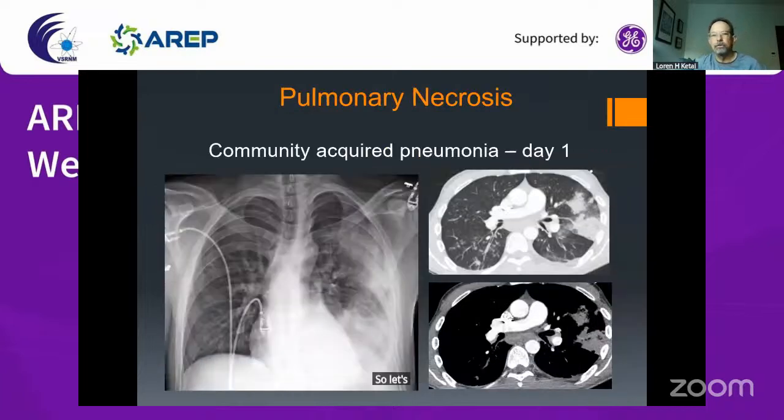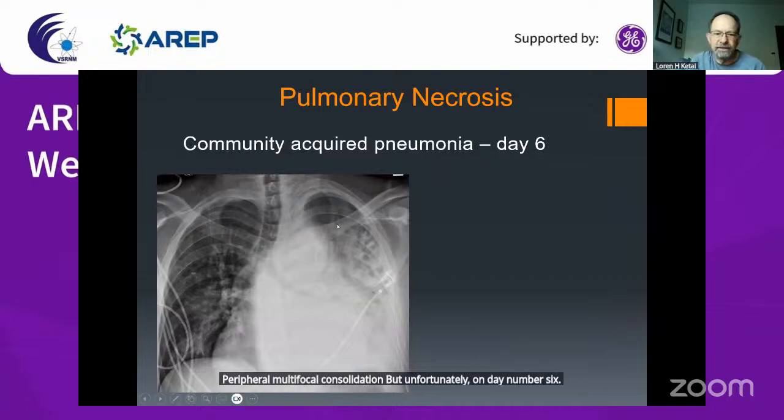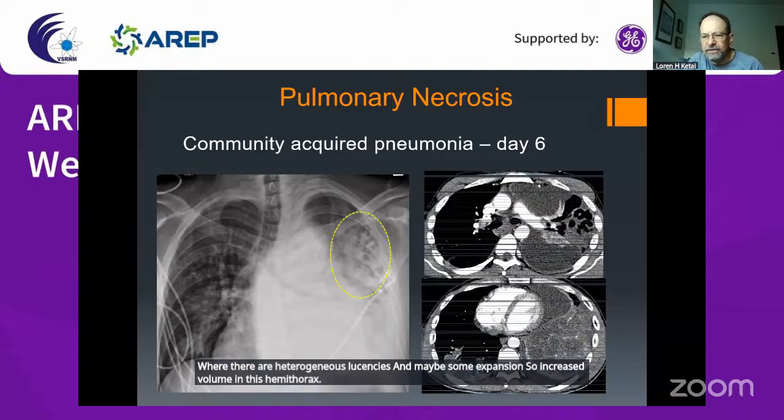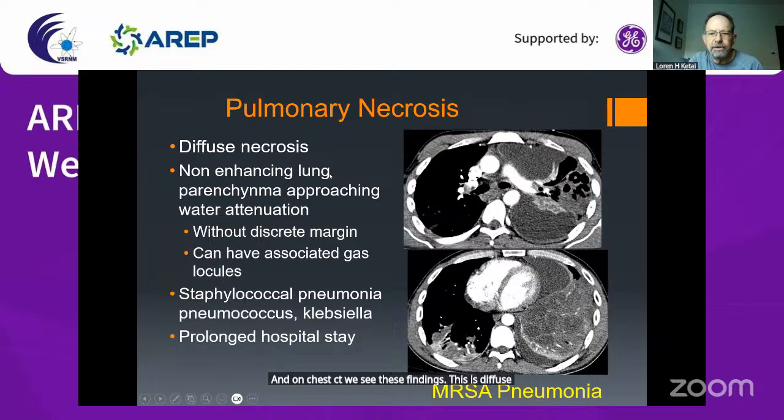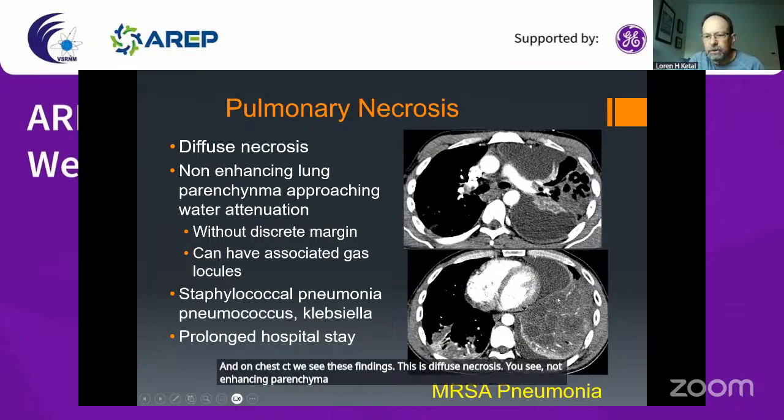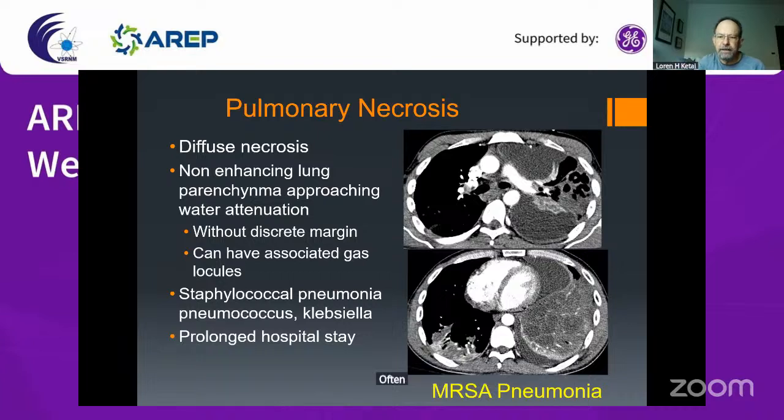So let's take a look at this case. Community-acquired pneumonia, day 1, peripheral multifocal consolidation. But unfortunately, on day number 6, the radiograph looks like this, where there are heterogeneous lucencies and maybe some expansion with some increased volume in this hemithorax. And on chest CT, we see these findings. This is diffuse necrosis. You see non-enhancing parenchyma, which is so low in attenuation that it approaches water attenuation, often without discrete borders, but you will see air locules, as we saw in the chest radiograph.